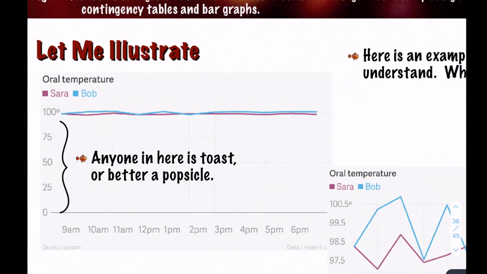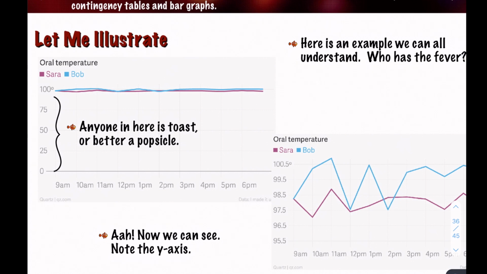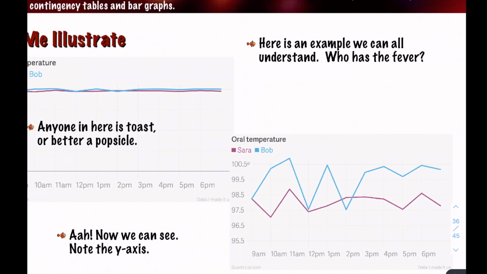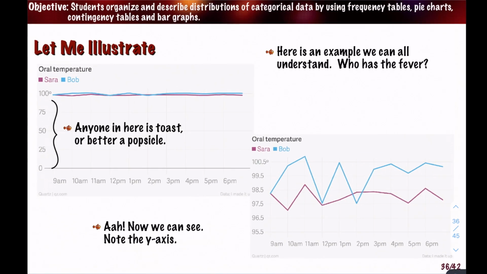You're frozen. But again, if we zoom in to the relevant temperatures, where we want someone between 97.5 degrees and 99.3 degrees, and anything over 100, you have a fever. Now we can start actually seeing who has the fever and whose temperature is somewhat regular. Obviously, Bob has significant spikes. So by changing the scale on the y-axis, now we can see it.